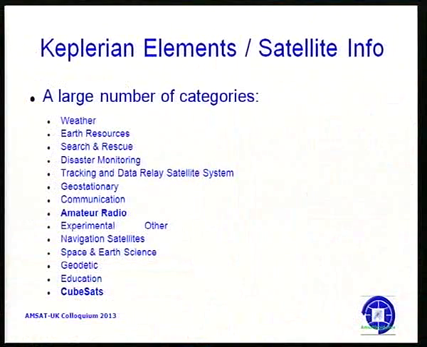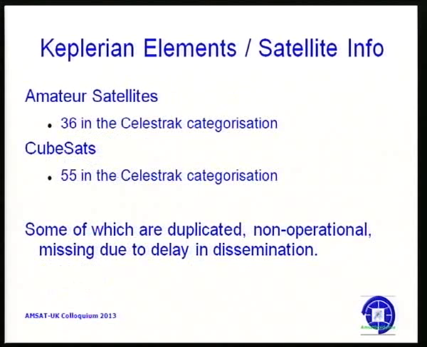There are a large number of categories of Keplerian elements. You can see there's quite a few. The ones we're interested in predominantly are the amateur radio ones and the CubeSats. But for our friends in the Earth observation groups, the weather satellites are also of great interest. Categorization of these things is obviously difficult for the providing bodies because they don't know what we actually want. They don't know how we want to categorize them.